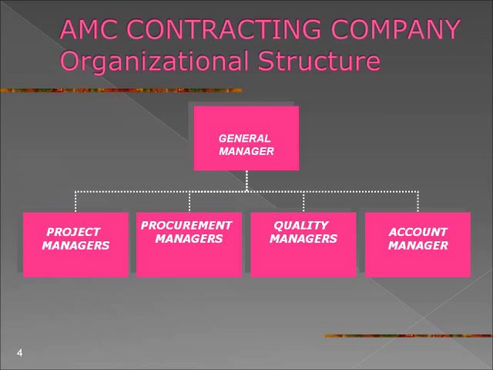A sample of organizational structure is shown in this slide. For instance, in my previous company, AMC Contracting, the organization chart of the management is simple and self-explanatory. There is only one general manager, and reporting to him are the project managers, procurement managers, quality managers, and account manager. The structure will depend on the size of the company, as stated in my previous video introduction.